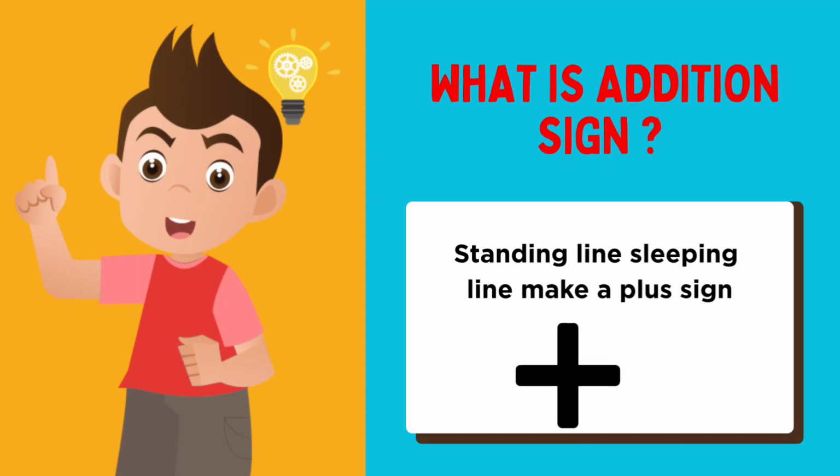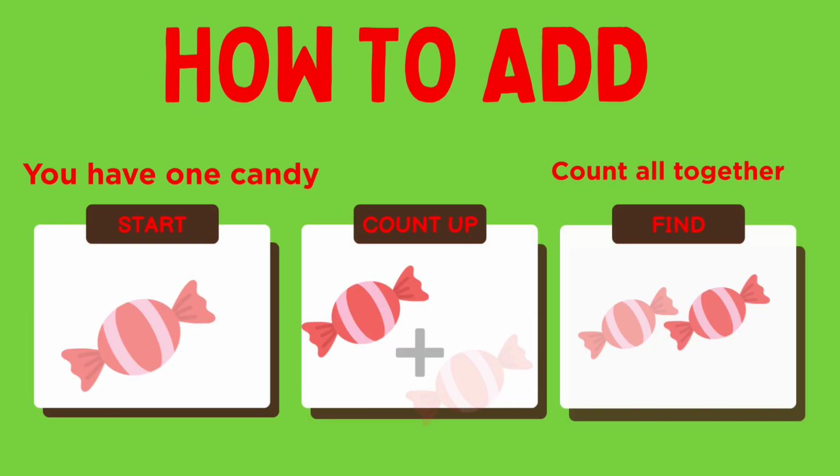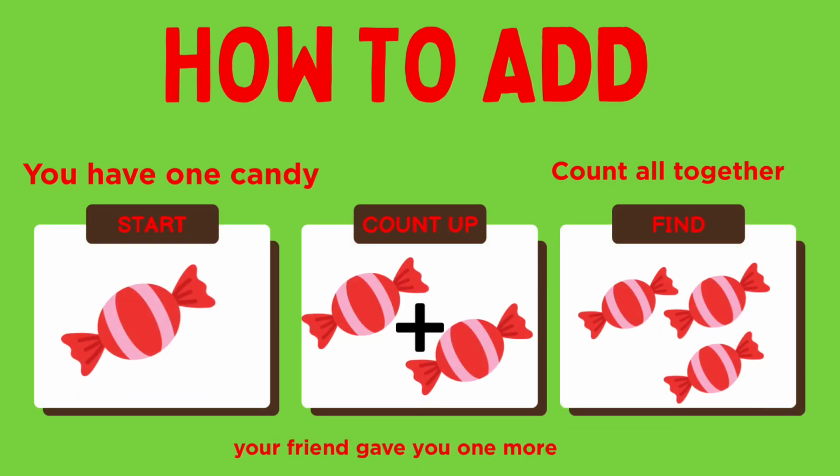What is addition sign? Standing line, sleeping line make a plus sign. How to add? You have 1 candy. Your friend gave you 1 more. Count all together. 2 candies.